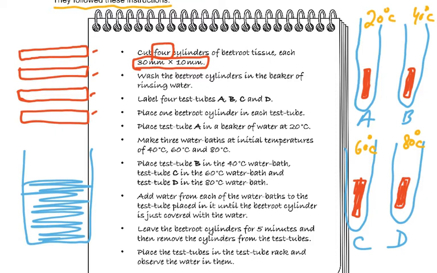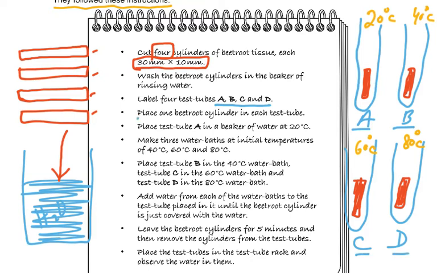Wash the beetroot cylinders in a beaker of rinsing water. So you have a beaker of water, and all you have to do is rinse them. Rinse means not wash them with any soap or anything, but just rinse them in this. Then you labeled 4 test tubes A, B, C, and D. You haven't put anything in them.